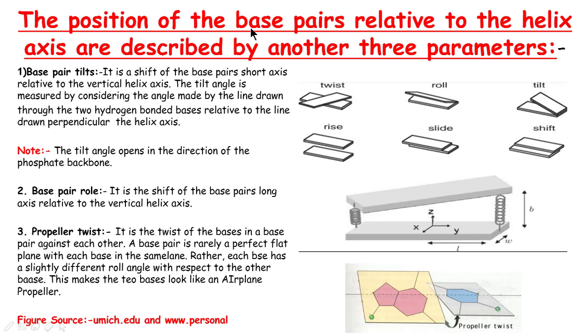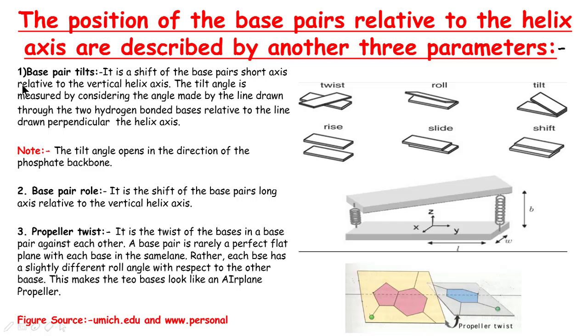The orientation of the base pair relative to the helix axis is described by another 3 parameters: base pair tilt, base pair roll, and propeller twist. This is a very simple diagram, because as I mentioned, what is the tilt, what is the roll, and what is the twist, you may be unable to understand. So in this diagram you can remember by the figure. If I say these terms, this diagram should come to your mind. In tilt the figure should be like this. When we are talking about propeller twist, the figure should be like this.